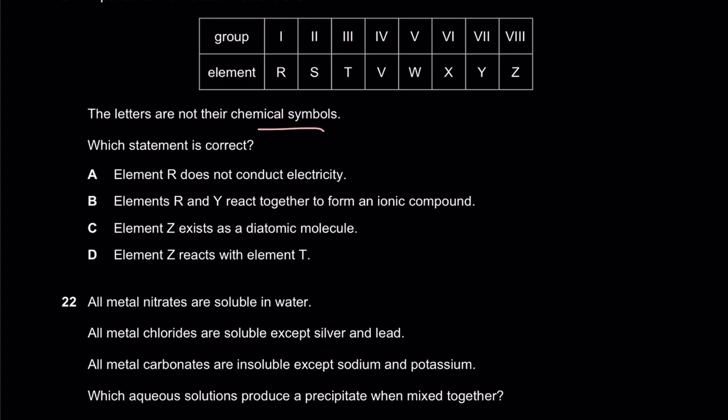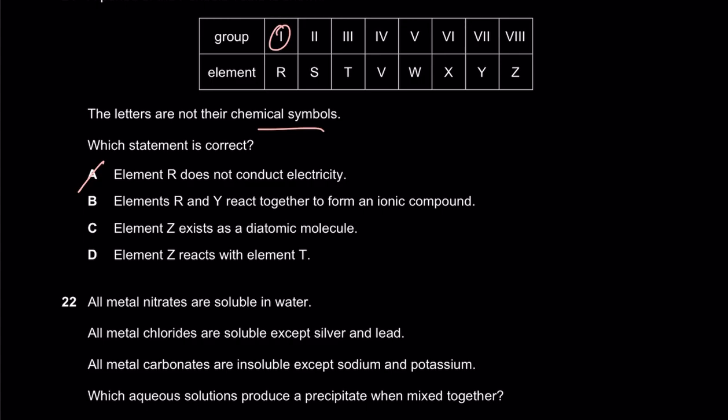Okay. Element R does not conduct electricity. Oh you dumbo, element R is in group 1. Group 1 means it's a metal. Metal has delocalized electrons. Delocalized electrons can carry electrical current, or carry charge, which can obviously conduct electricity. What are you talking about?